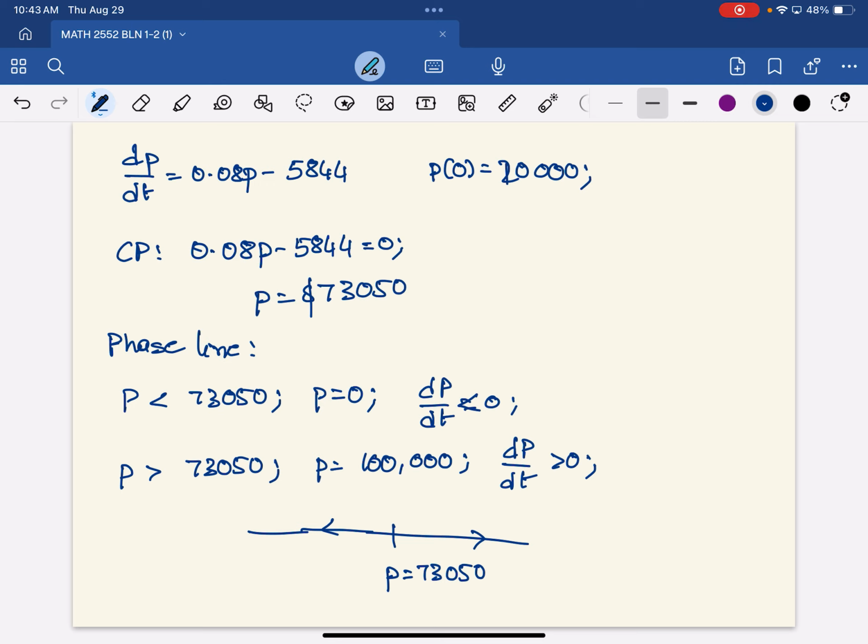So what is the stability? What is your comment? Classification of stability of the critical point? Unstable. Very good. So P equals 73,050 is unstable. Now I'm just replicating the study that I did in my very first class, section 1.2, right? If I didn't tell you the context of the problem, you would be okay with saying that it's a nice, easy problem.